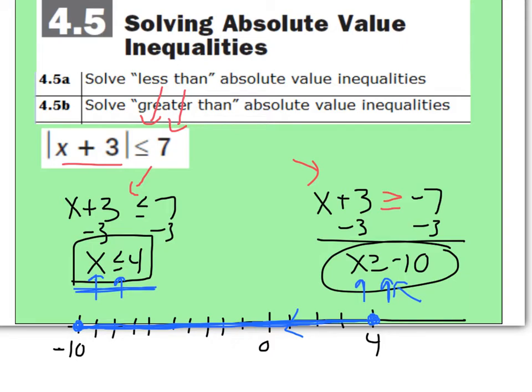Or, remember, for graphing, you can also think through it. On this one here, it says you want the x's less than or equal to 4. Well, when you're at 4 here, the numbers that are less than or equal to are to the left. Then over here, it says x is greater than or equal to negative 10. So anything greater than negative 10 is to the right. And you would get the same answer.